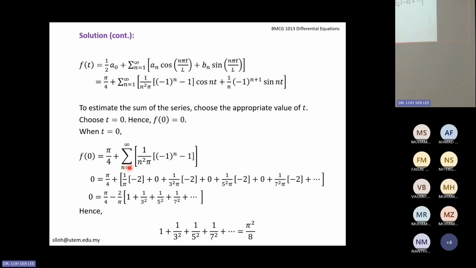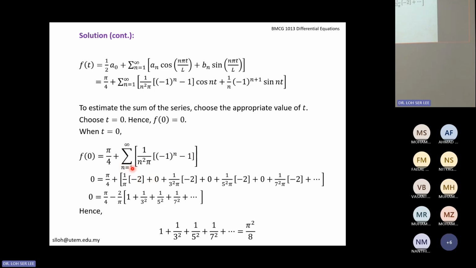We start from n equals 1. When n is 1, you have 1 squared here, 1 over 1 squared pi, that means 1 over pi. And when n is 1, you have negative 1, negative 1 minus 1, you have negative 2.